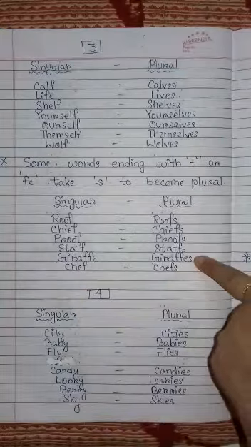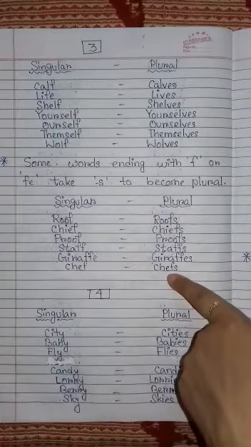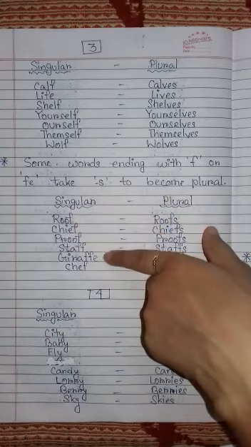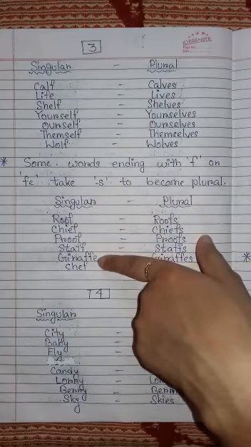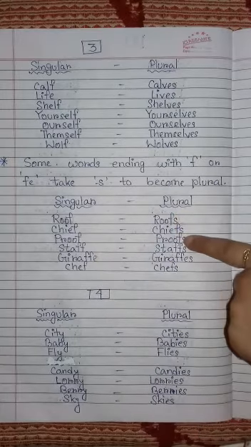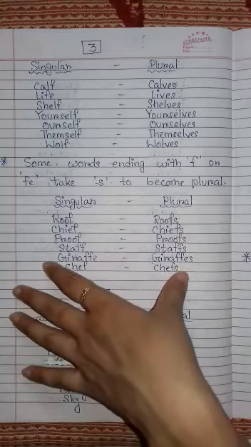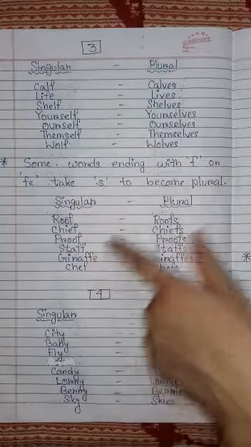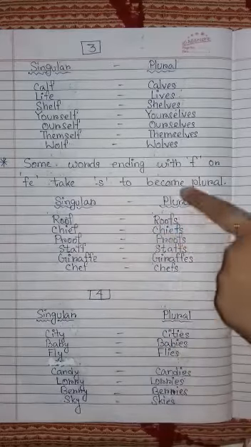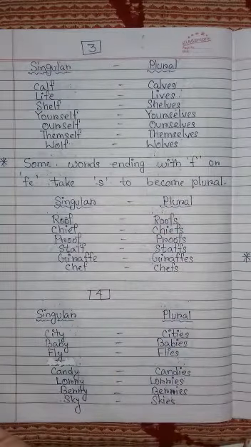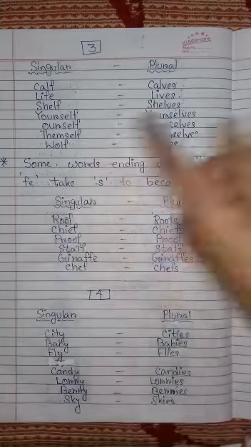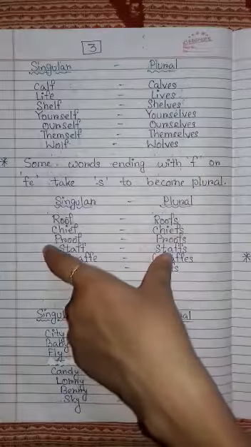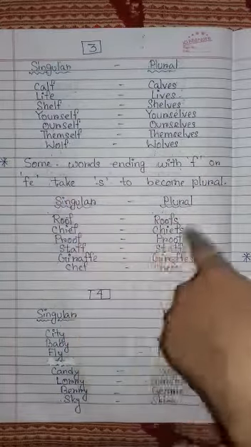Giraffe, giraffes. Chef, chefs. Here you can see the last letter is also f or fe, but we have not added ves. So these are some other words that do not take up this rule number 3. You need to memorize all these words. They are exceptional cases that do not follow rule number 3. They do not follow this rule, but you have to learn them. You have to learn all of them.